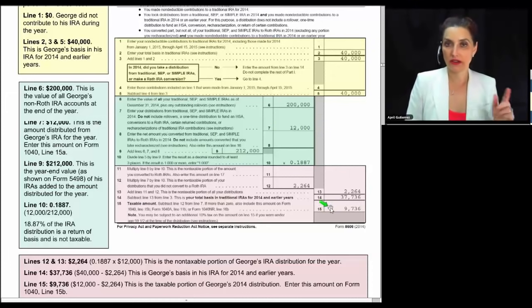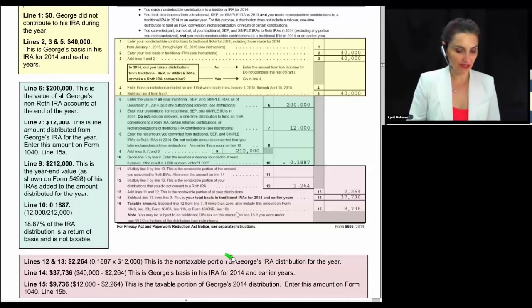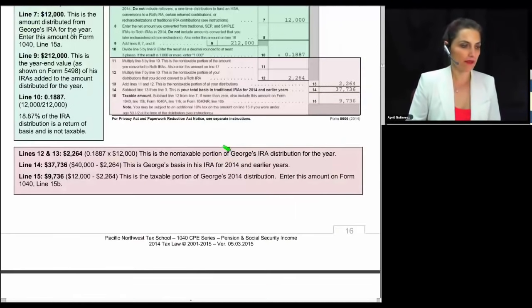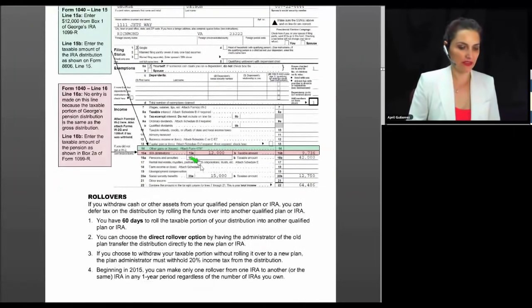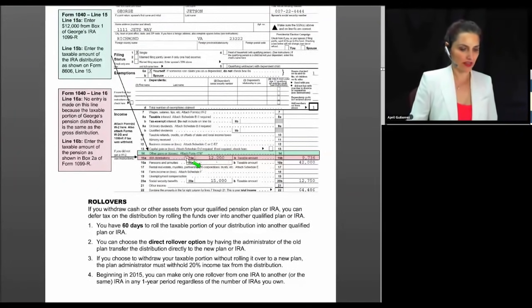So right now I know that on the Form 1040 on line 15a, I'm going to enter $12,000. And on line 15b, I'm going to enter $9,736. The next step is to move on to the 1040 and do that very thing. So on line 15a, we're going to enter $12,000, and on line 15b, we're going to enter $9,736.